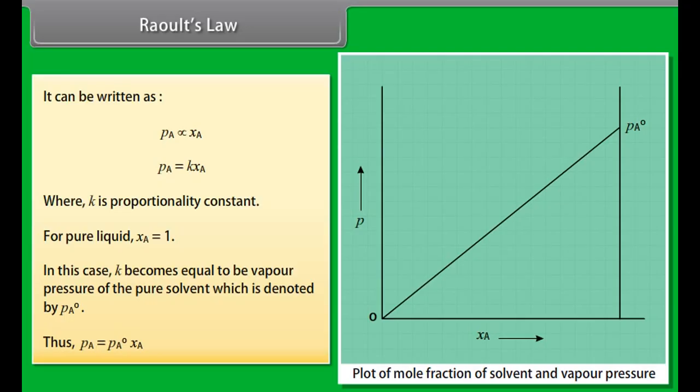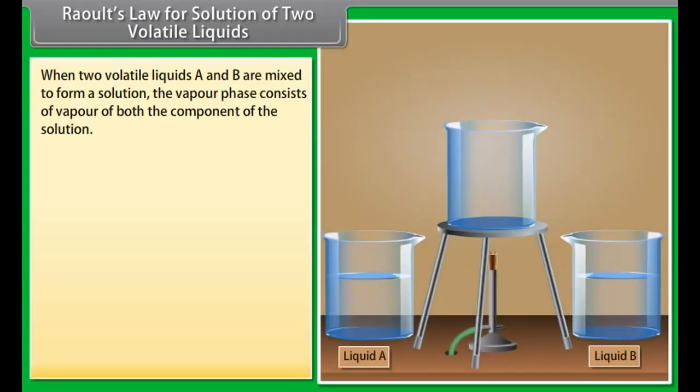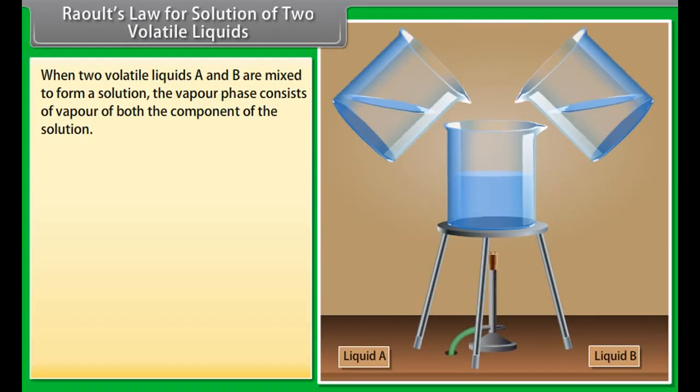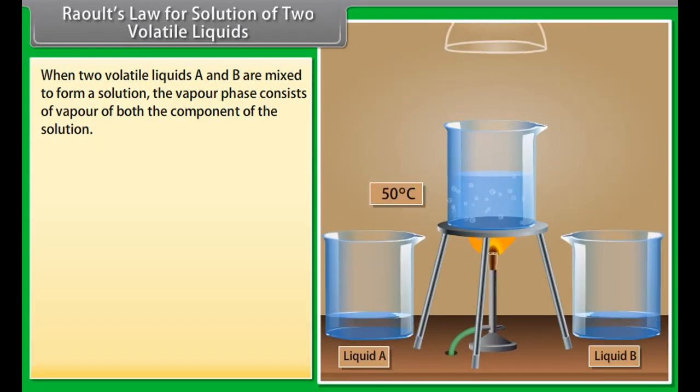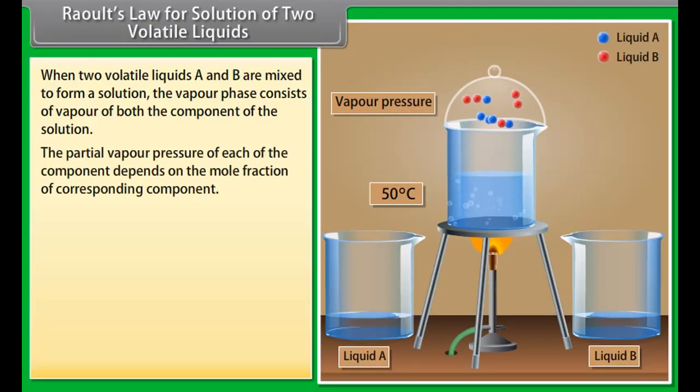For solutions obeying Raoult's law at all concentrations, its vapor pressure would vary linearly from 0 to the vapor pressure of pure solvent. Raoult's law for solution of two volatile liquids. When two volatile liquids A and B are mixed to form a solution, the vapor phase consists of vapor of both the components of the solution. The partial vapor pressure of each of the component depends on the mole fraction of corresponding component. PA = PA⁰ × XA, and PB = PB⁰ × XB.